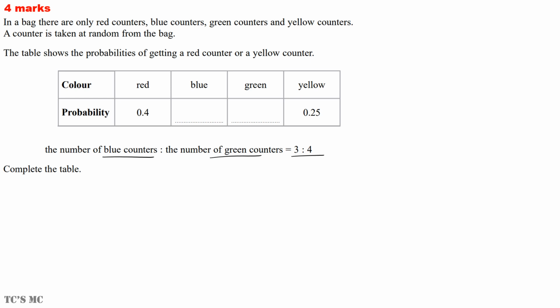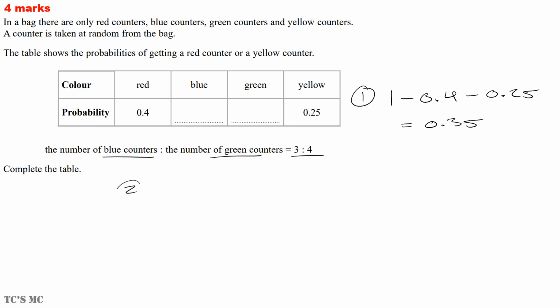So the first step is to do 1 subtract 0.4 subtract 0.25. That gets us 0.35. That is our first mark. So we know the blue probability add the green probability will give us 0.35. Now we're going to use the ratio.